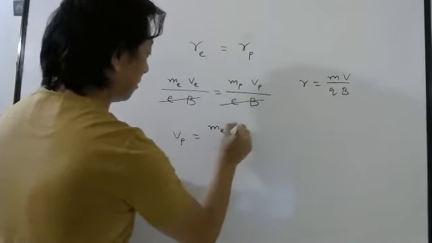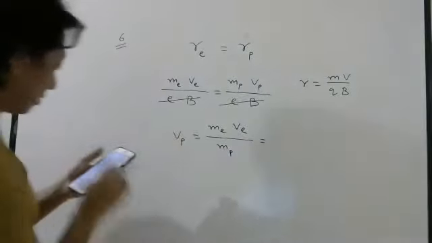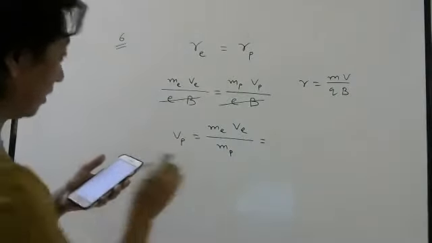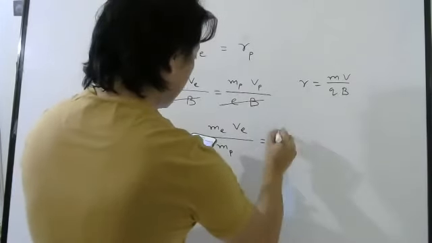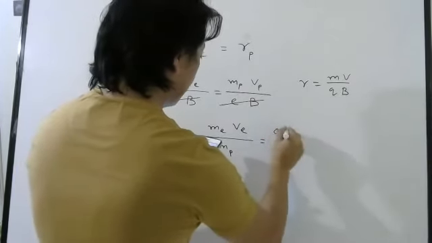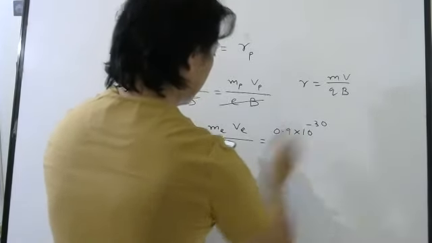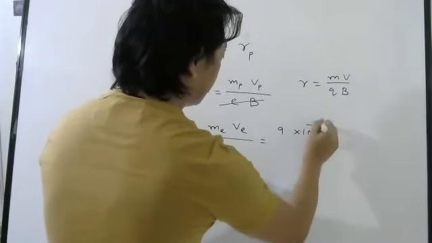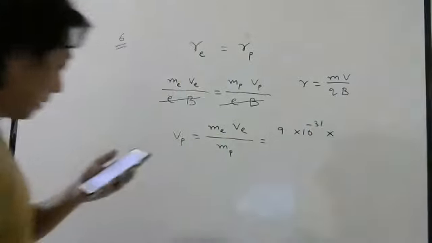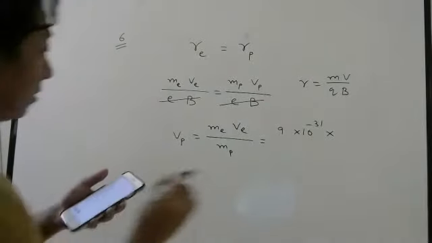So what will be velocity of proton? Mass of electron, velocity of electron by mass of proton. What is mass of electron in the question they told? 0.9 into 10 power minus 30. Which I can write 9 into 10 power minus 31. Velocity of electron they told speed is 3 into 10 power 6.